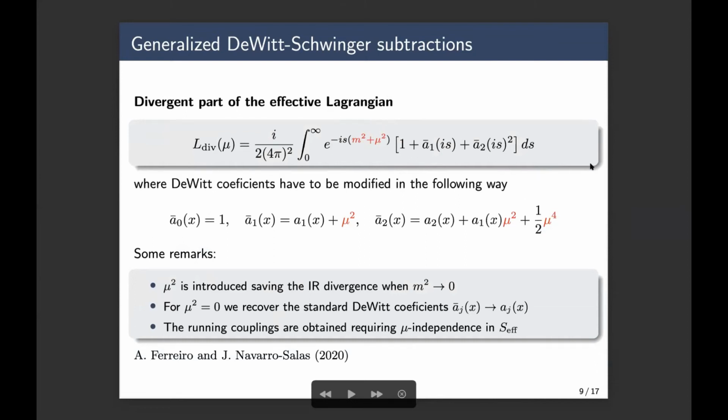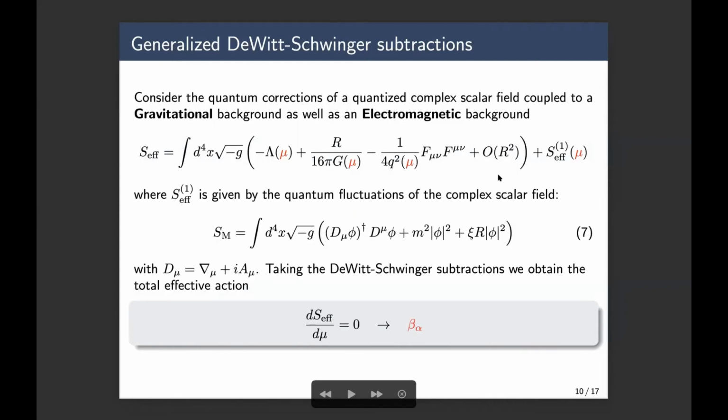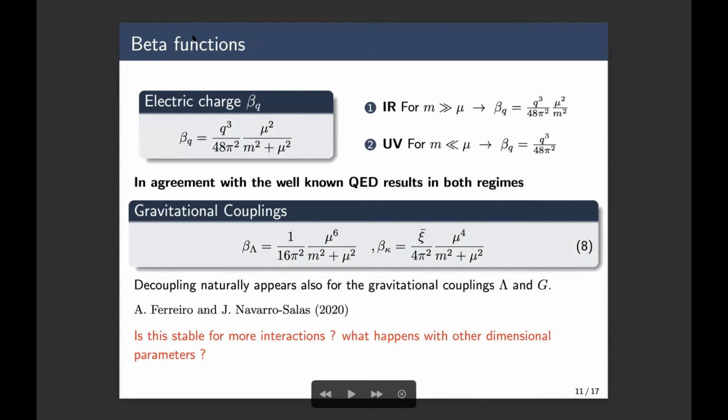And now we will see some examples, the Yukawa model, where we compute the beta functions and see how decoupling appears. So let's consider first an easier example, where we have a gravitational background as well as an electromagnetic background. So we compute the one loop correction, which depends on this arbitrary mu parameter. And in order to require that the total effective Lagrangian should be independent of this arbitrary mu parameter, the parameters of our theory, the constants, should run with this mu parameter. Okay. So by requiring this, we can compute the beta functions, and I will show now only the results.